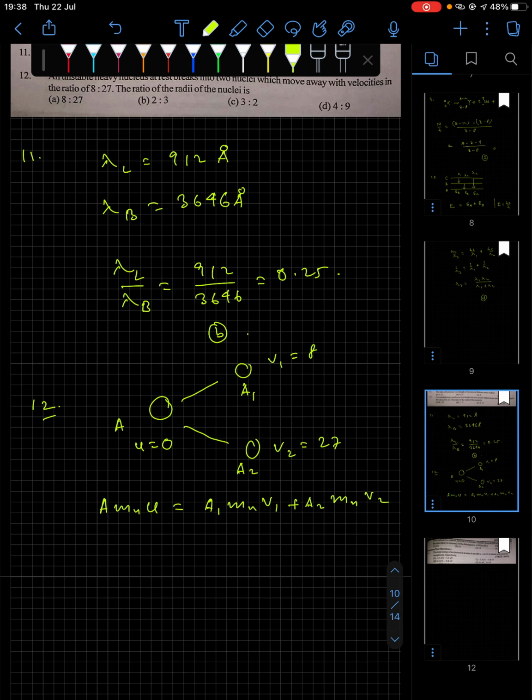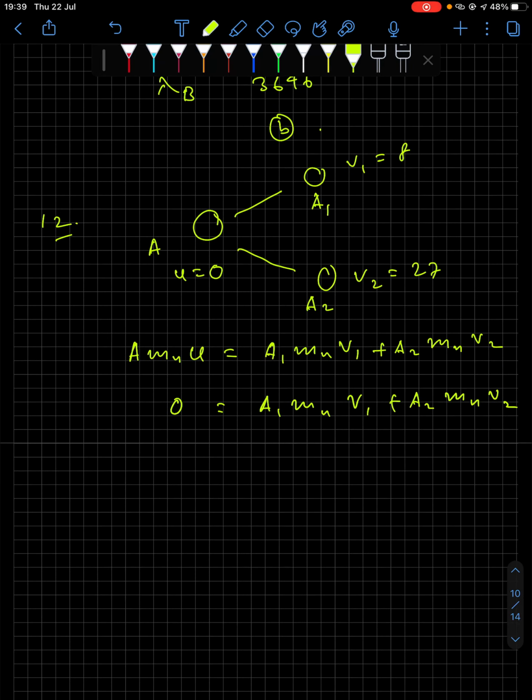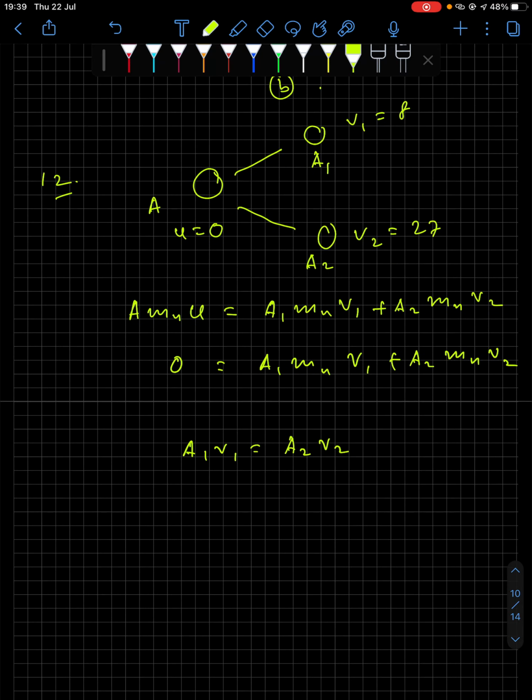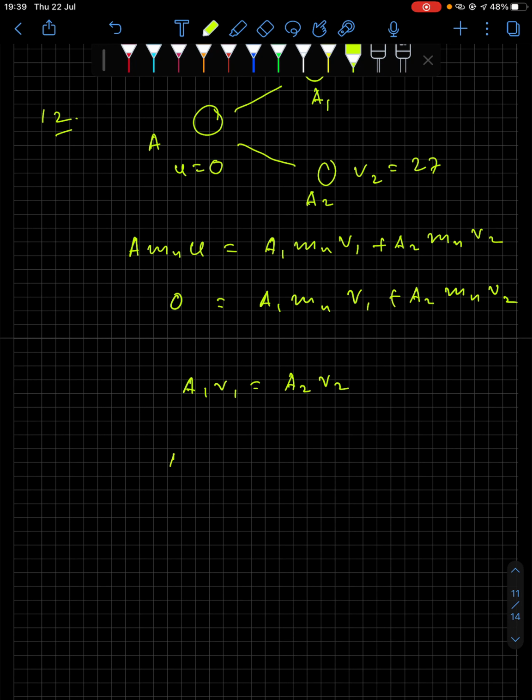Now in a radioactive process, the parent is always at rest, right? In radioactive decay, you have a nucleus and it keeps on emitting particles, so that the parent nucleus remains at rest, therefore this is 0. So 0 equals A1 Mn V1 plus A2 Mn V2. So this Mn also can be cancelled, and by taking the magnitude you can write down A1 V1 equal to A2 V2. In fact it has to be A1 V1 equal to minus A2 V2, but we are considering the magnitude. Okay, so A1 by A2 is equal to V2 by V1, and that is 27 by 8.